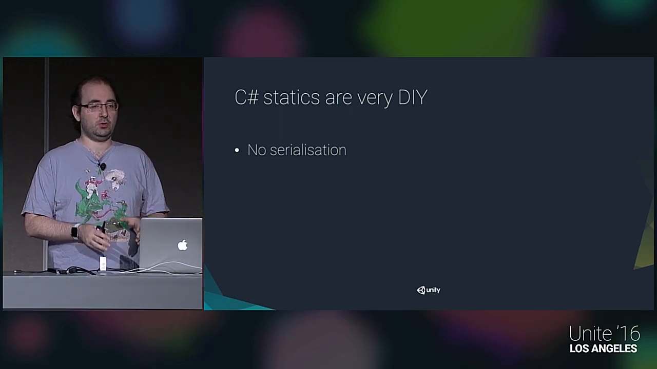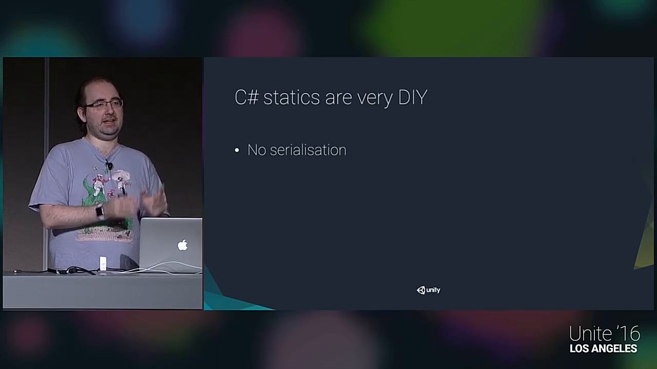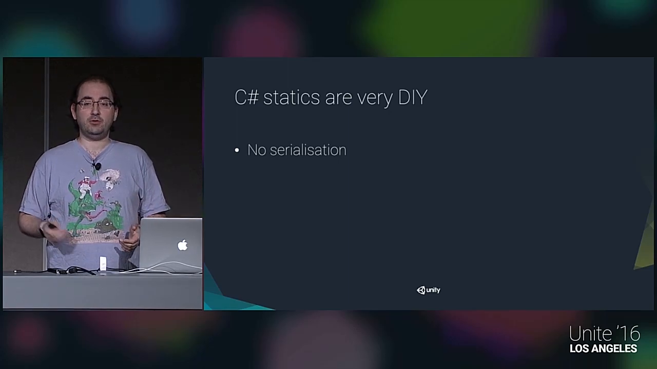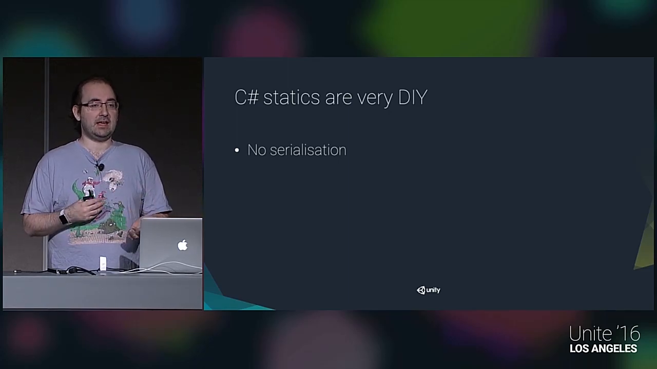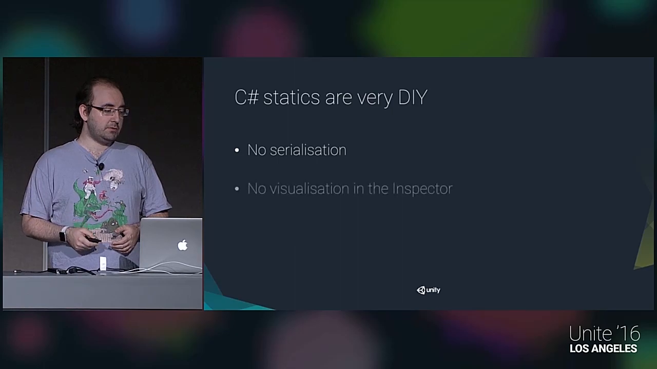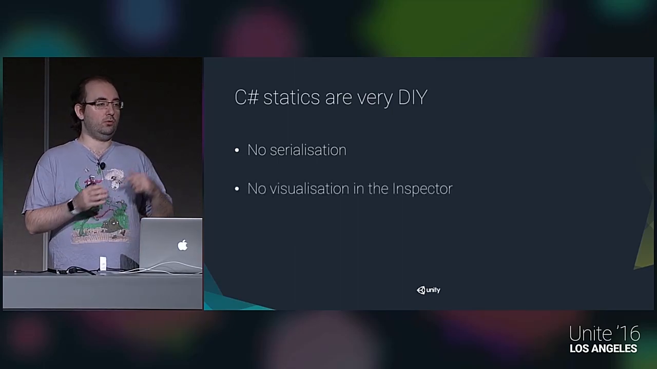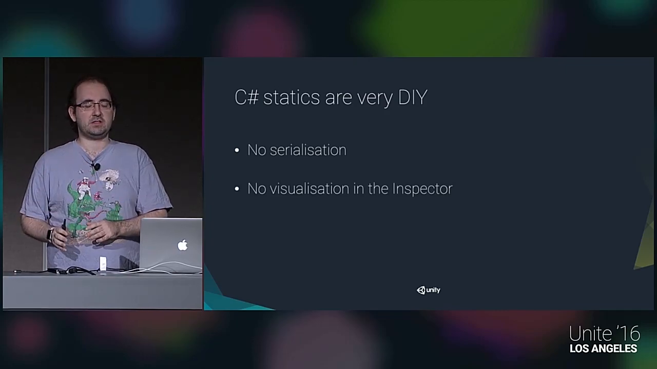If you want to store maximum enemy health in a static int max enemy health variable or something like that, it's going to be completely up to you how you fill that variable out and loading and saving that information. There's also no way to visualize that in the inspector. You have to write custom editors that will read your statics and show you in the inspector what those look like.